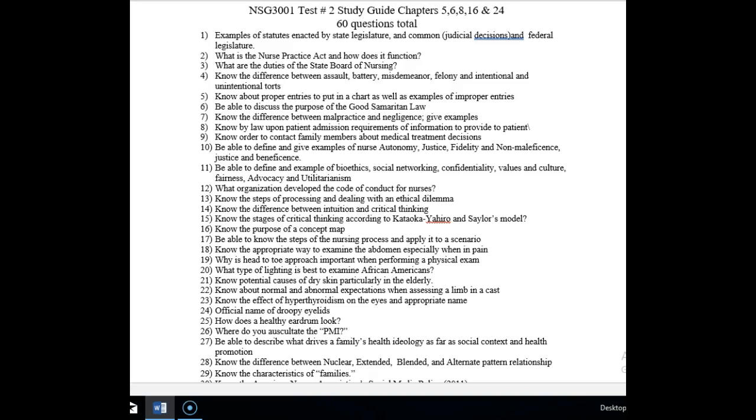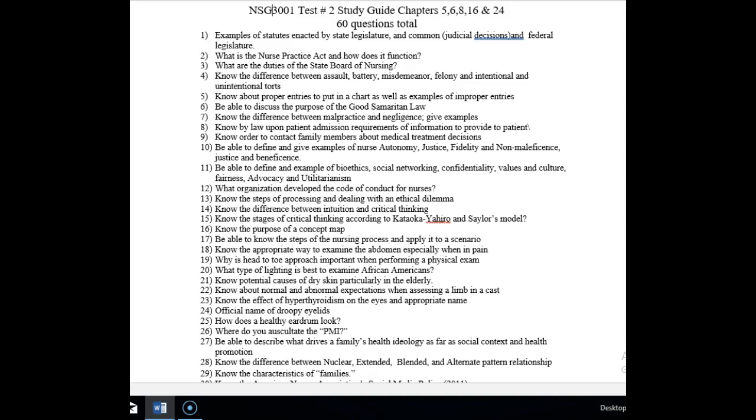Remember, I said an example of a judicial decision that affects healthcare practice is Roe versus Wade, but not the Nurse Practice Act. An example of a federal statute that affects healthcare practice is the Americans with Disabilities Act, but not the Nurse Practice Act. The Nurse Practice Act is a state law, not a federal Senate bill.